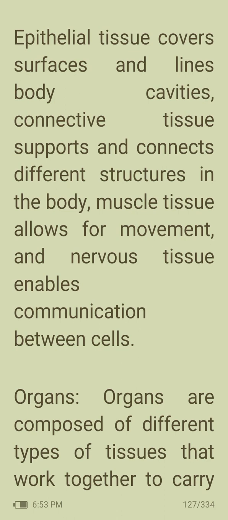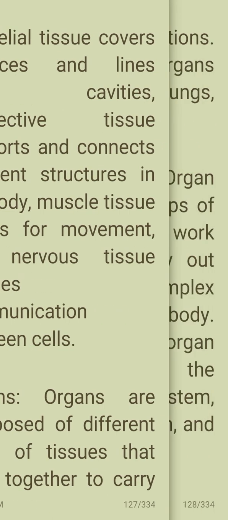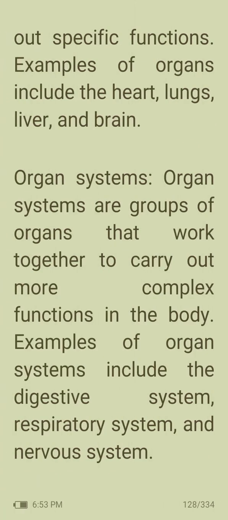Epithelial tissue covers surfaces and lines body cavities. Connective tissue supports and connects different structures in the body. Muscle tissue allows for movement, and nervous tissue enables communication between cells. Then organs. Organs are composed of different types of tissues that work together to carry out specific functions. Examples of organs include the heart, lungs, liver, and brain.